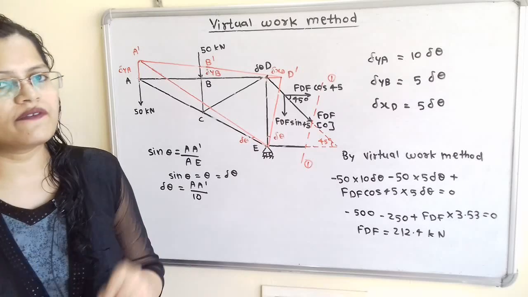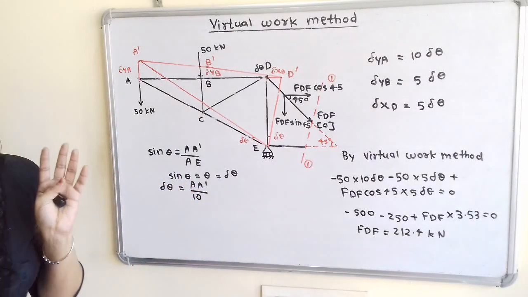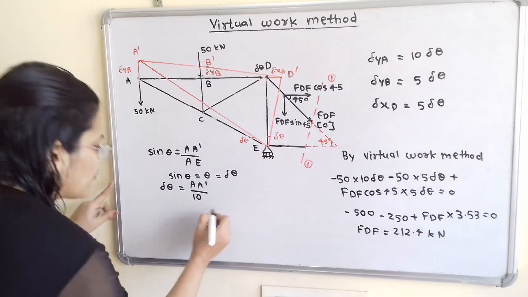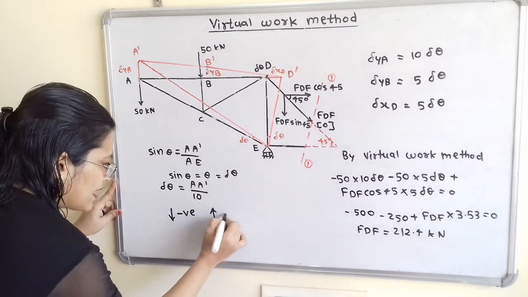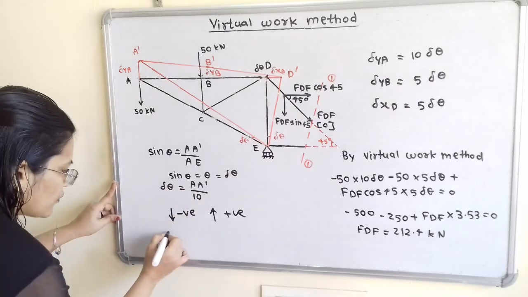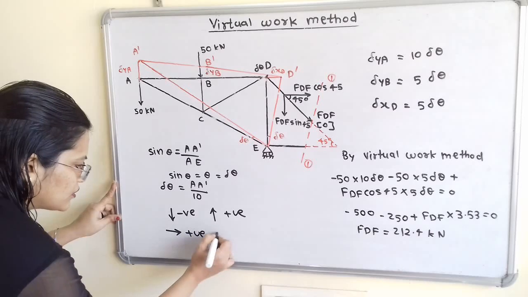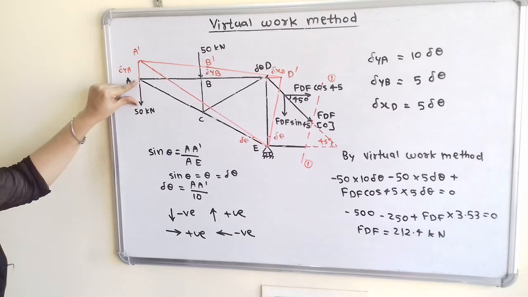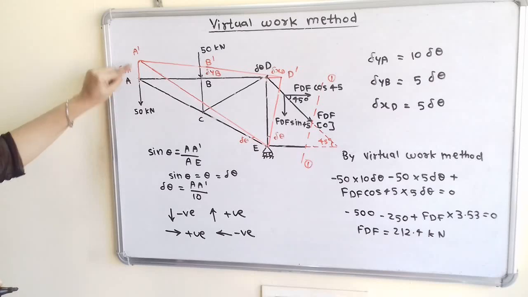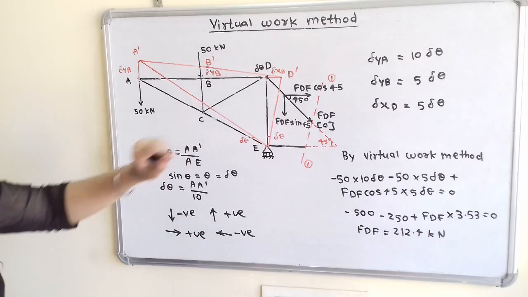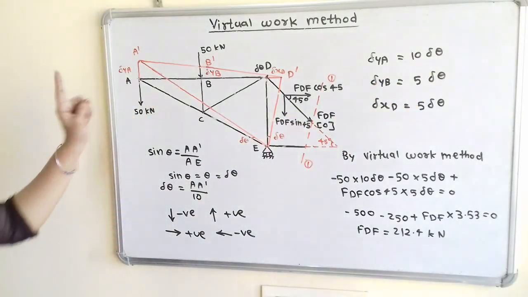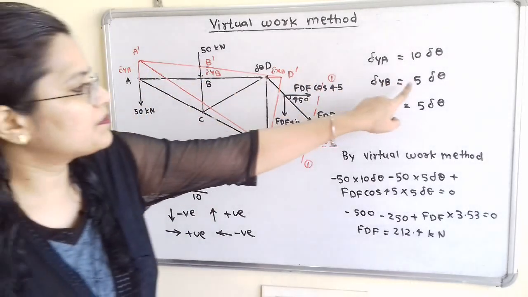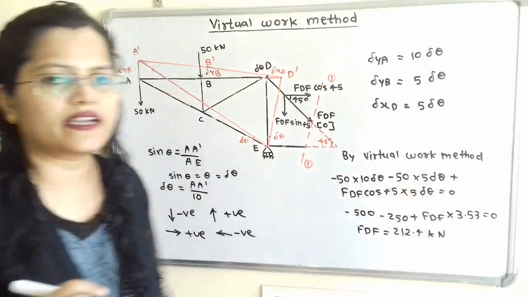When we apply the virtual work method, we have to take force multiplied by displacement. At point A, the force is 50 kilonewton, but it is in the downward direction. For the downward direction, we will use a negative sign. For the upward direction, we will use a positive sign. For horizontal forces, the direction towards the right hand side gets a positive sign, and the direction towards the left hand side gets a negative sign. Now we will take minus 50 multiplied by displacement. This displacement is in the upward direction, so we use a positive sign, that is 10 into delta theta. Then next we take minus 50, and the displacement is in the upward direction, so we take a positive sign, that is plus 5 delta theta. So minus 50 multiplied by 5 delta theta.